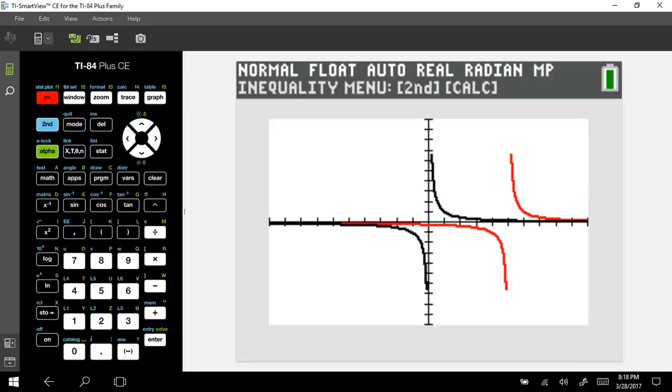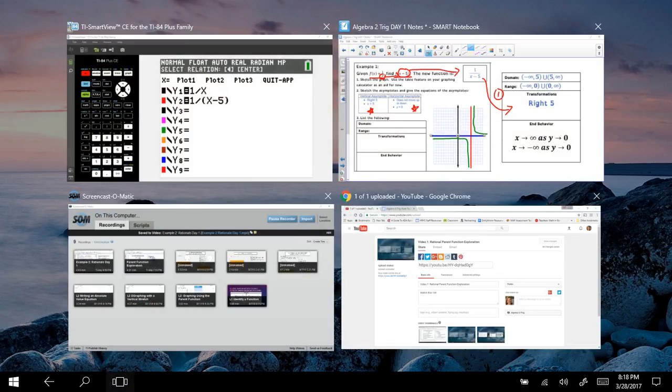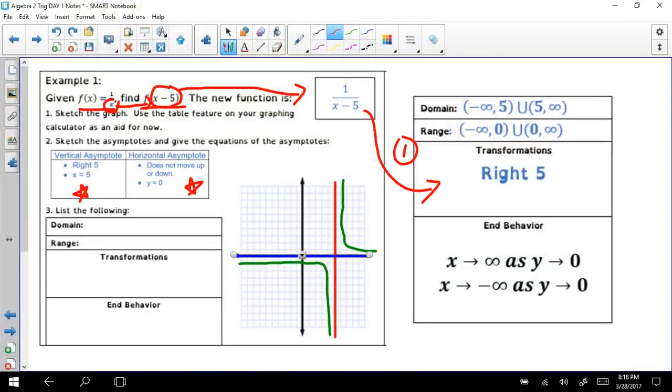Something very important is the way you have to type these in. You can see y1 is 1 over x, that's the parent function. But right below it, I have 1 divided by the quantity x minus 5. When you put something in the denominator, you have to surround it in parentheses. That's the proper way to put this in the graphing calculator. Whenever you need to look at the graphing calculator, I'll go ahead and put the function in so you can see what that looks like. So, going back to the notes to explain the rest of it.